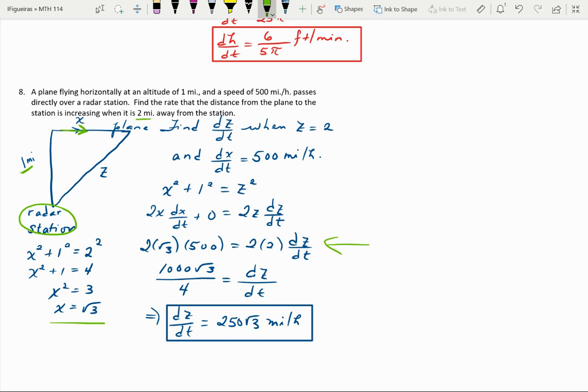So I have 2 times root 3 times 500 equals 2 times 2 dz/dt. On the left side, 2 times 500 becomes 1,000. And then I also have to divide by 4 because of the coefficient here. So I have 1,000 root 3 over 4. And when you simplify that, you get 250 root 3. And here the units are miles per hour.